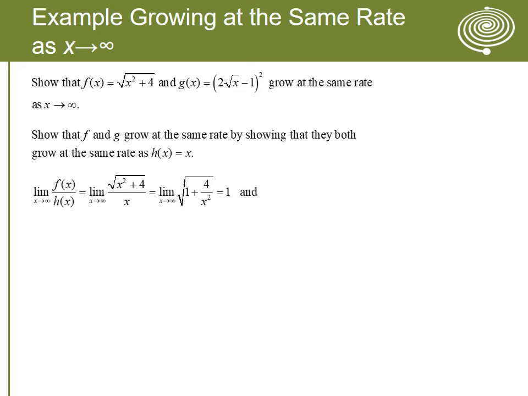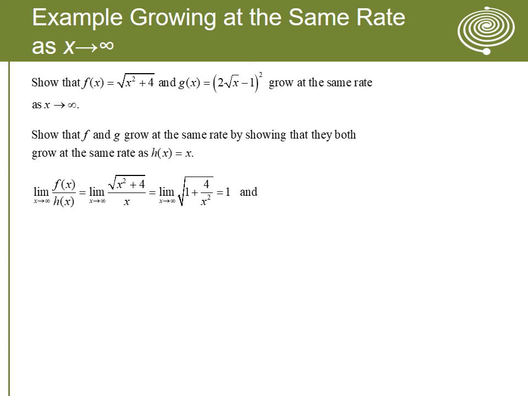Okay, now let's compare first f of x and h of x. We are trying to see how the growth rate of f of x compares to the growth rate of h of x for very large values of x. So to do that, we have to take the limit of f of x over h of x as x goes to infinity. Replacing the expressions, we have the limit of the square root of x squared plus 4 divided by x as x goes to infinity.